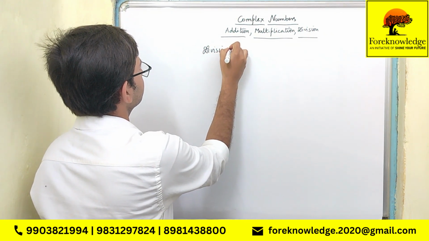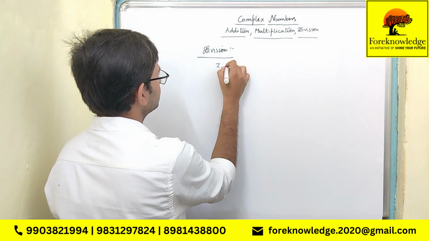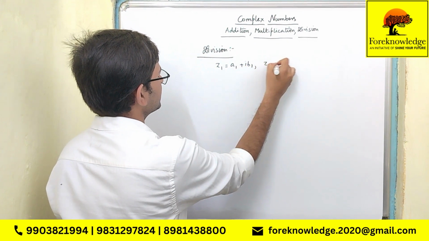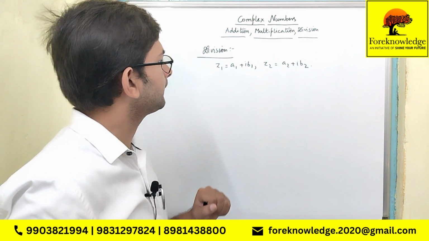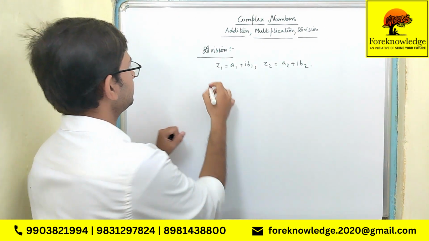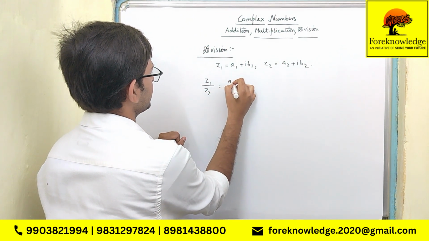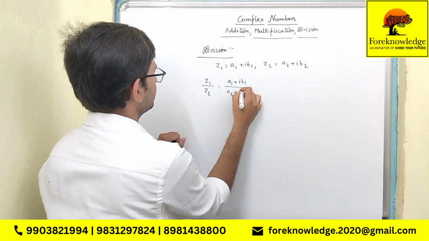Division of two complex numbers. It is also a binary operation. That means you are going to need two complex numbers, z1 is a1 plus ib1 and z2 is a2 plus ib2. So we need to perform z1 by z2. That means a1 plus ib1 by a2 plus ib2.